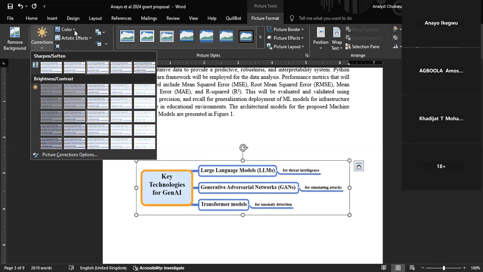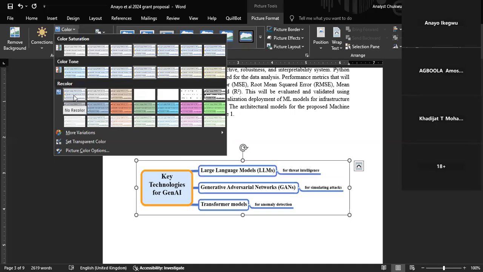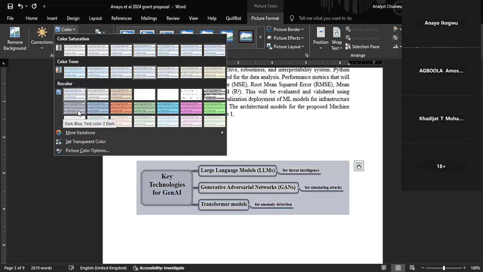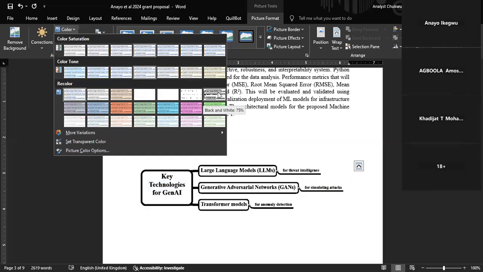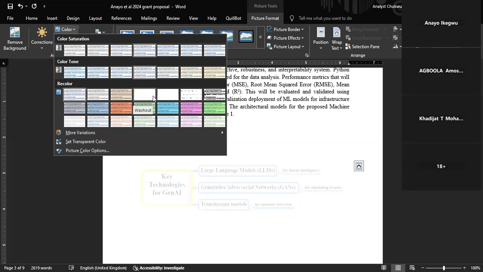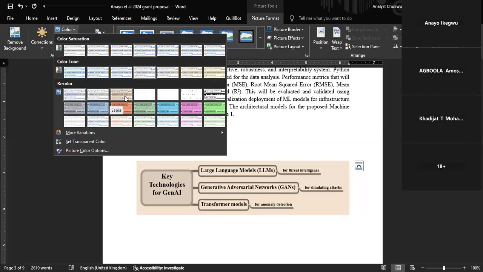Then the same way, if I go to recolor, I see dark blue, text color 2 dark 2. Then this one dark is 1. You'll be checking the image. If I click here now, the image has changed everything to black and white. Black and white, 75%. If I move here now, this is 50% black and white. This one now is washed out.